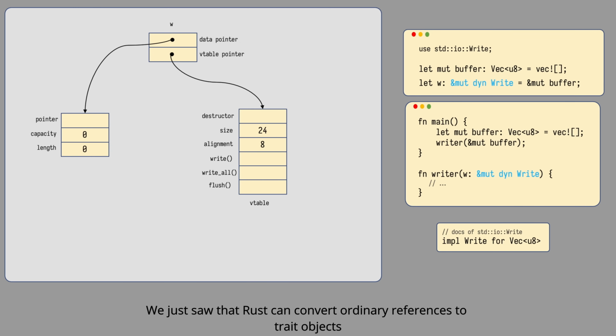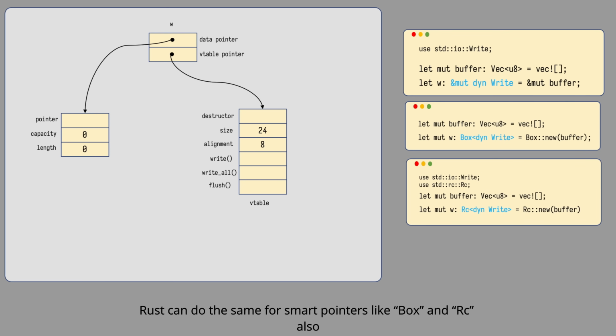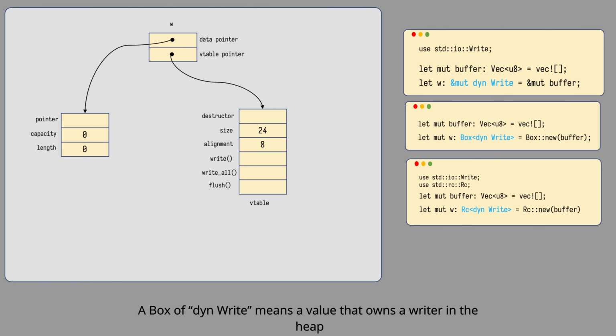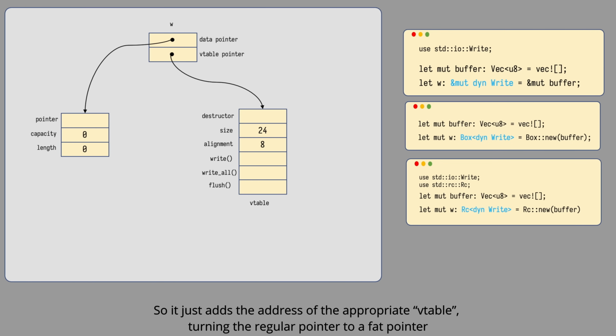We just saw that Rust can convert ordinary references to trait objects. Rust can do the same for smart pointers like Box and RC. In those cases, they will also become fat pointers. A Box of Write means a value that owns a writer in the heap. In all cases, whether it is an ordinary reference or a smart pointer, at the point where this conversion happens, Rust knows the reference's true type, in this case, a vector of u8. So it just adds the address of the appropriate vtable, turning the regular pointer into a fat pointer.